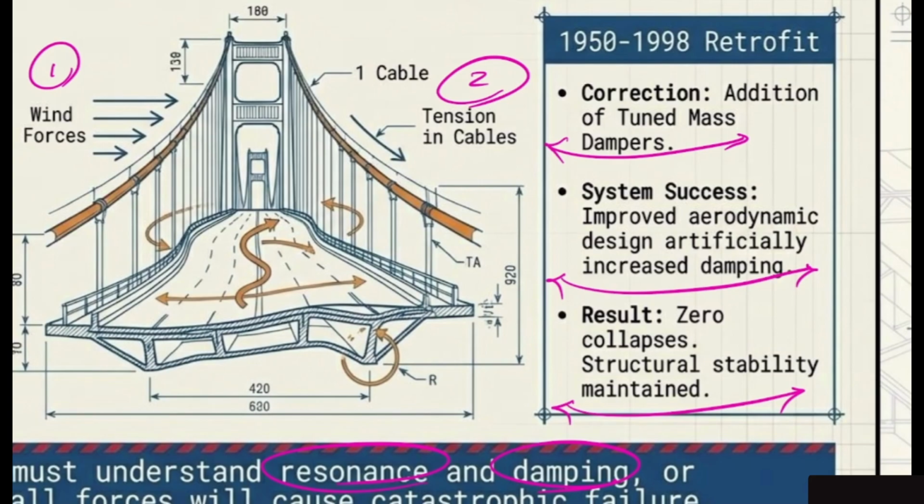These compensators could be cables, could be the way that you structured your bridge. You have to consider that in order to make sure any kind of disturbances, like wind, or the high load of cars over the bridge, is not going to cause any kind of issue. Or at least if it does cause an issue, it's not going to reach a collapse. So the system success, what happened? They improved aerodynamic designs artificially by increasing the damping. And finally, the result: zero collapse, structural stability maintained.